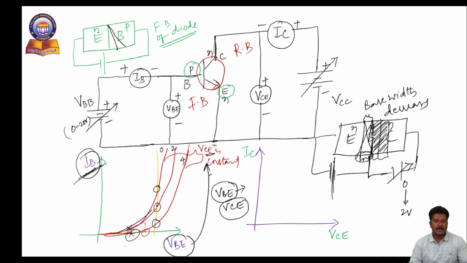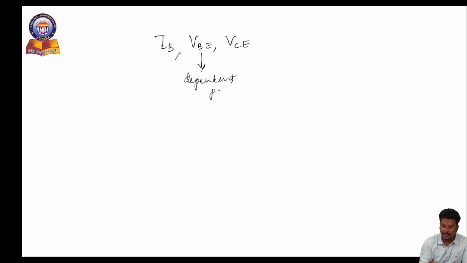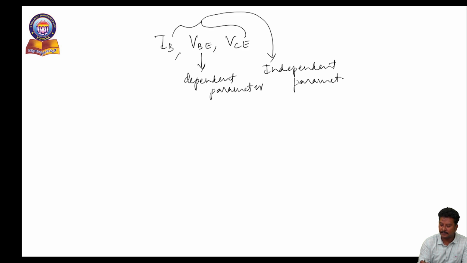So from the input characteristics, we are having three parameters. One is IB, another one is VBE, and another one is VCE. From the input characteristics, we are concluding that this is a dependent parameter, and these two are independent parameters. These two are independent parameters. This is dependent.